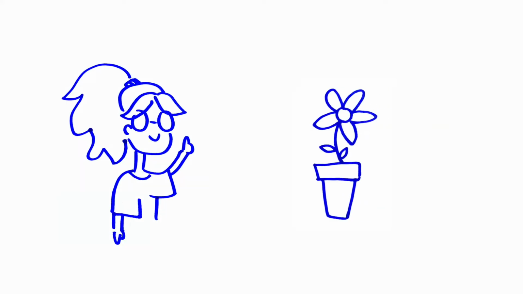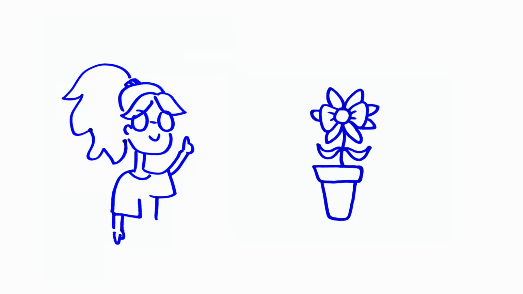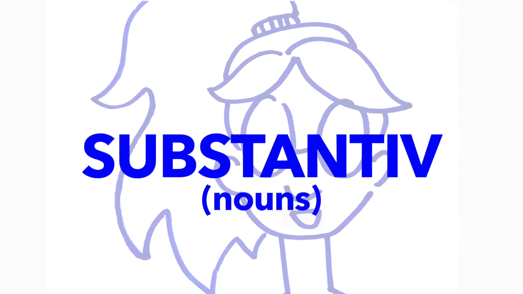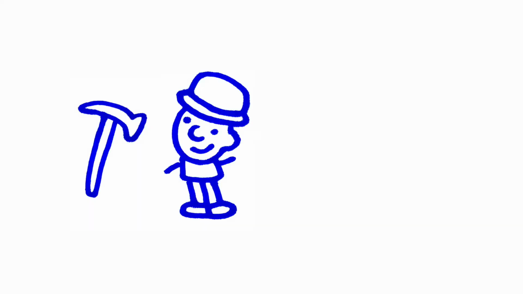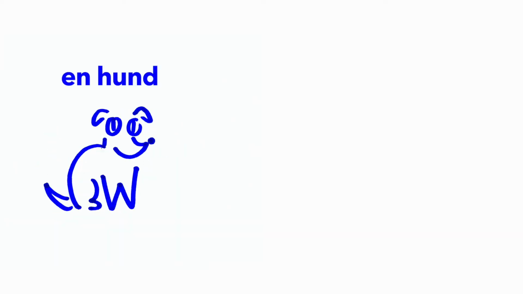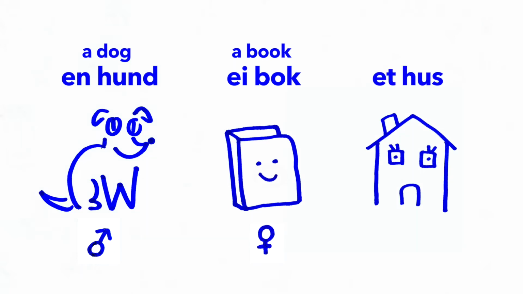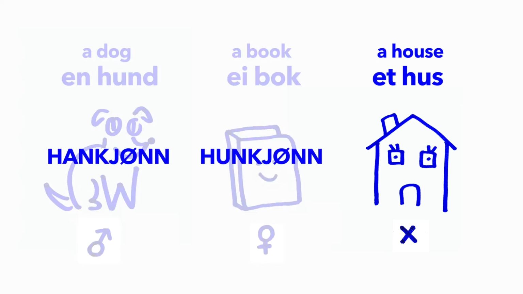This means that some nouns are masculine, some are feminine, and others are neither of them. Substantiv, or nouns, can be things, people, places, concepts, or just things for short. For example, en hund, a dog. Hund is a masculine word. Ei bok, a book. Bok is a feminine word. Et hus, a house. Hus is neither of them. It's what we call the neuter gender. These three word categories are called hankjønn, hunnkjønn, and intetkjønn.